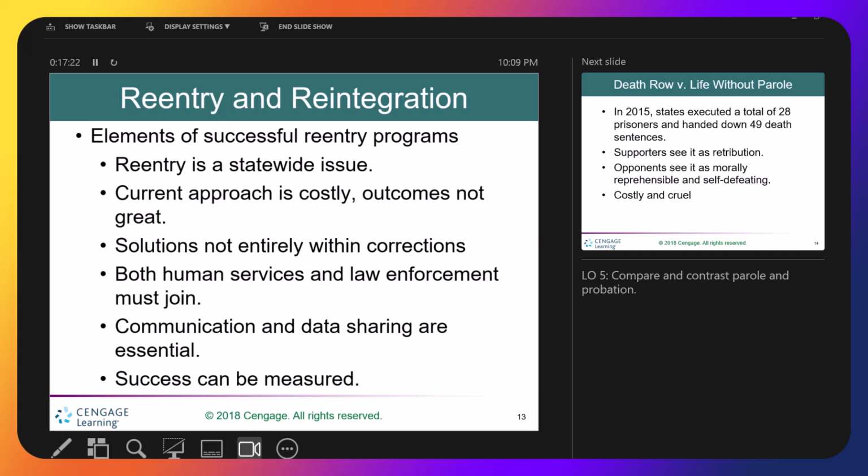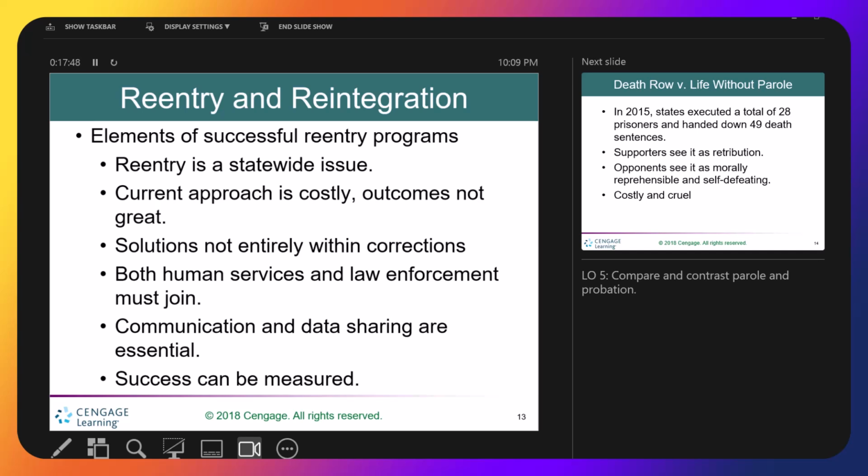Communication and data sharing is essential. When these people come back to these communities, you do have to share information. Agencies need to share information, the human service agencies, particularly probation and law enforcement. Because if they go back into a life of crime, probation will have most of the information on them about where they're supposed to be staying, where they're going, and whatever else. And they still have to check in with them.